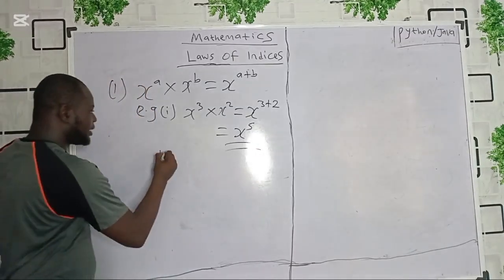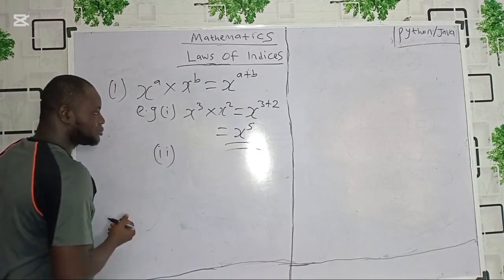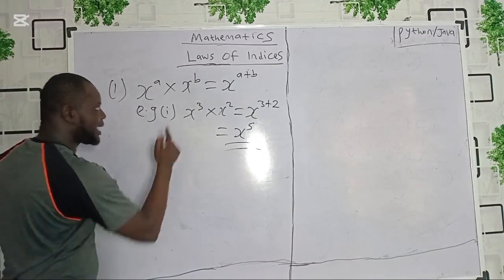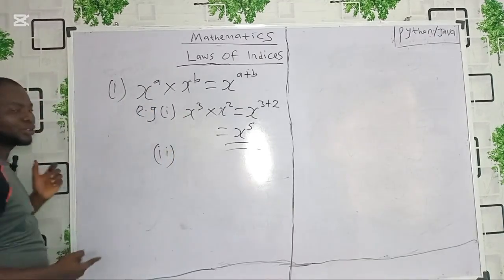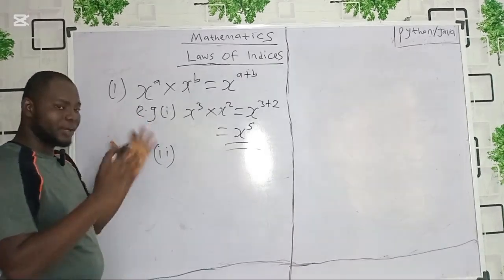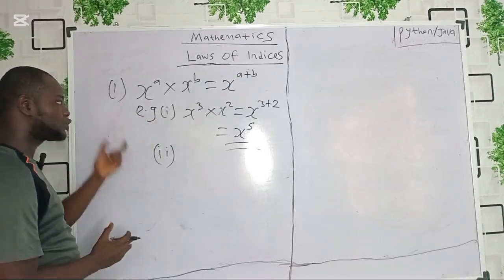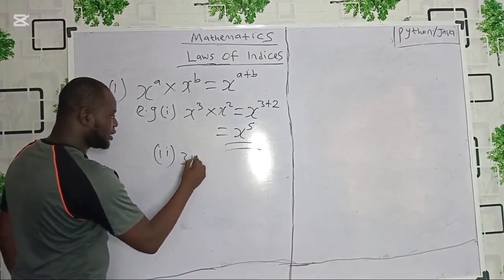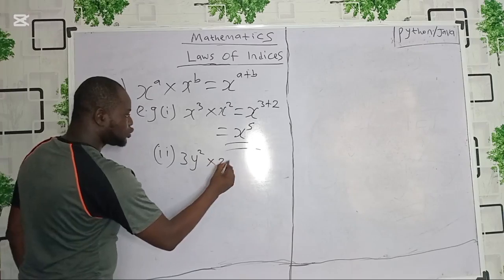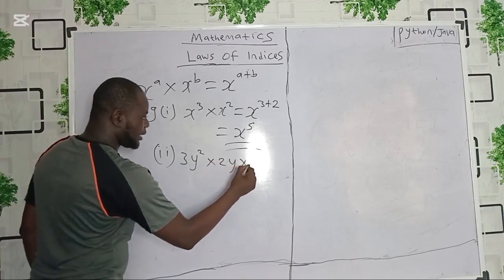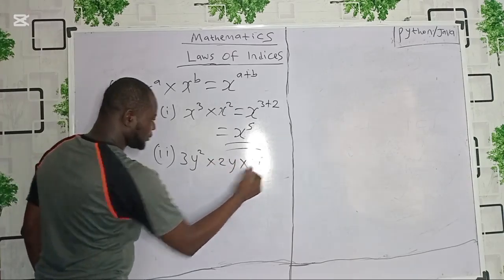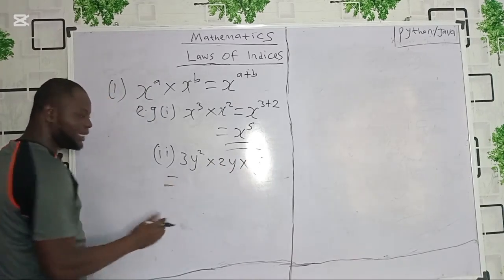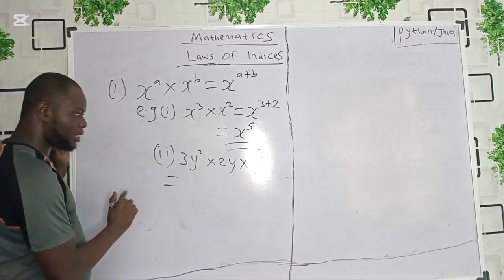Okay, let's say the second example here. Let's assume somebody asks us to simplify something like this. Mind you, we are using x here just as a general definition. It is not necessary to be x. We can be asked to evaluate 3 times y squared multiplied by 2 times y multiplied by y raised to power 3. Can you see that? In this case, please, you have to look at this very well.